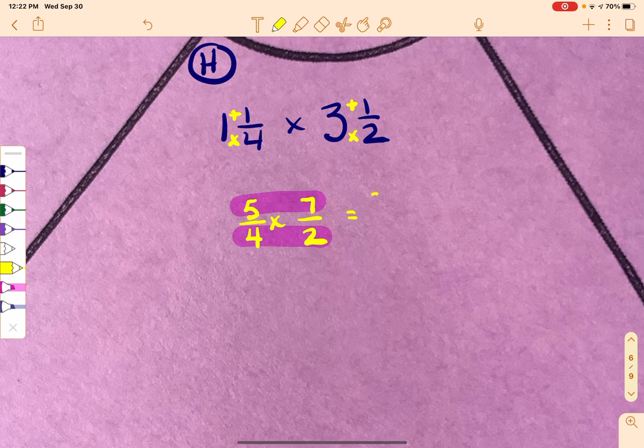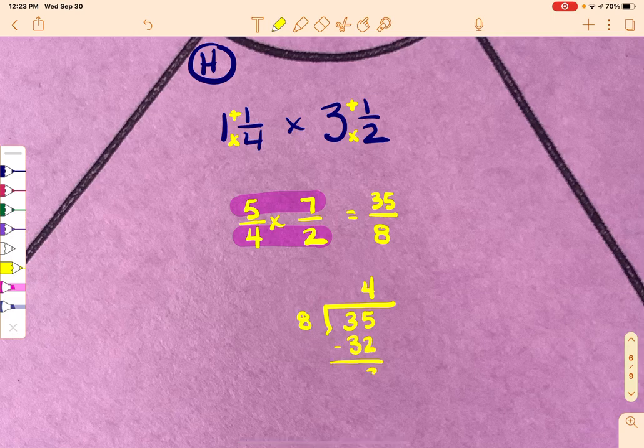So once I have them in this form, I can go ahead and multiply across. So 5 times 7 is 35. 4 times 2 is going to be 8. Now, I could put that in Desmos, but it's not going to reduce. But I can tell the top number is bigger than the bottom. So I'm going to have to do my dividing. So the most that 8 will go into 35 is 4 times, which is 32, and I have 3 left over. So it's going to be 4 and 3/8.